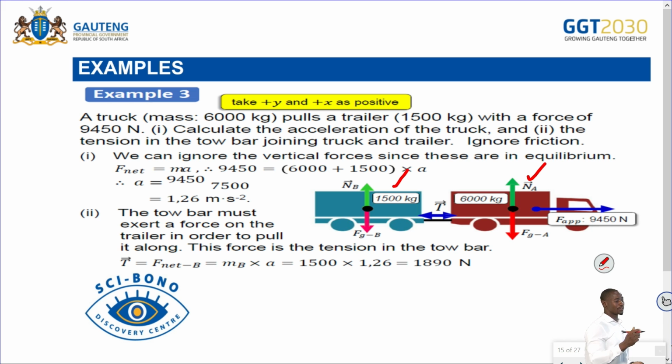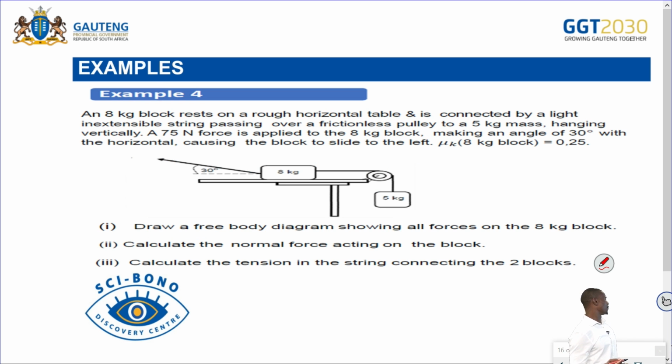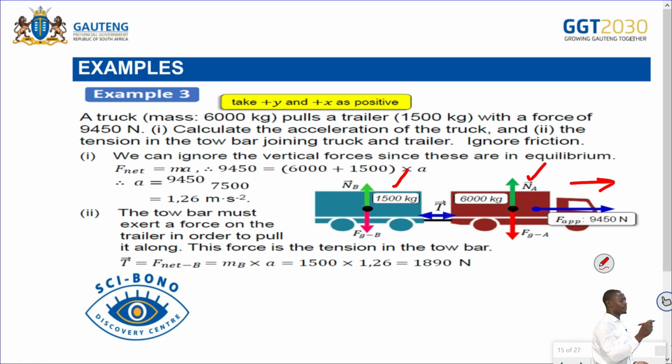First thing, the system is moving in that direction. They said we should ignore friction. So let's draw a free body diagram, first for the 1,500. The forces are the normal force, Fg, and tension. There's no friction, so there are three forces here.